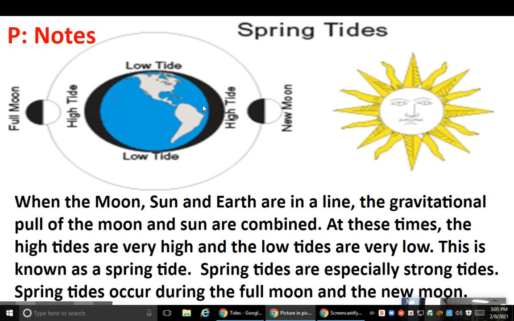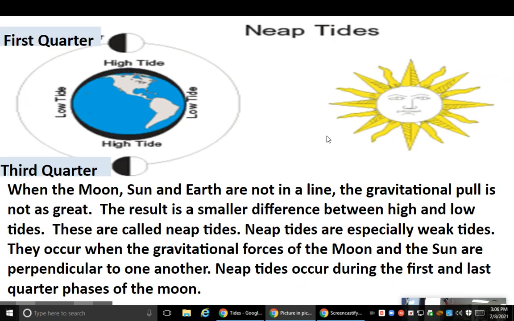So, you can see very high tides when you have the moon's gravitational pull as well as the sun's on the ocean waters. So, these are high tides, and then two areas of low tides. Spring tides are especially strong tides. They occur during the full moon and the new moon positions.